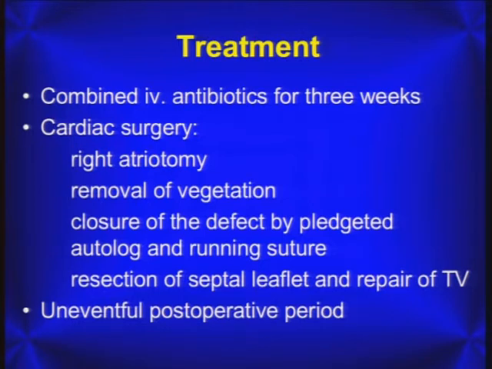Through a right atriotomy, large vegetation in the right atrium was removed, and the defect, which represented an acquired Gerbode defect, was closed by a plicated autologous pericardial patch and running suture. The septal leaflet of the tricuspid valve was resected, and the entire tricuspid valve was repaired. The postoperative period was uneventful.